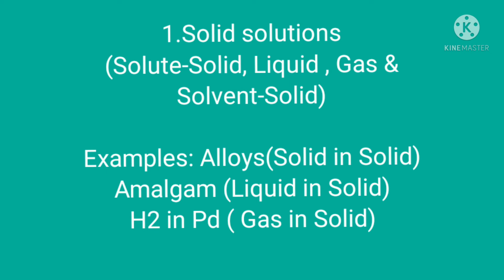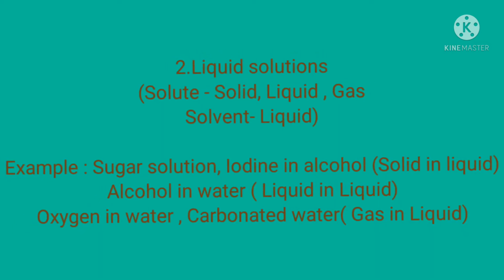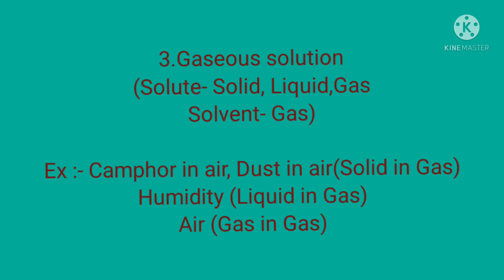Examples are alloys like brass, bronze, steel, etc., and amalgams, like mercury in sodium, mercury in magnesium, etc., and hydrogen gas in palladium for transportation, etc. Similarly, we can also have a liquid solution, where the solvent is liquid and the solute can be solid, liquid or gas. Examples are sugar solution, tincture of iodine, that is solid iodine in alcohol, alcohol in water, that is liquid in liquid, oxygen in water, or carbonated water, that is carbon dioxide in water, or cold drinks which we generally drink. They are all liquid solutions.